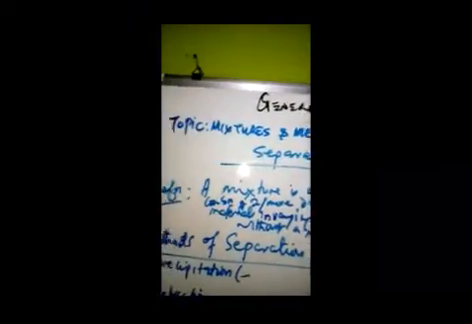We are continuing with the chemistry aspect of General Laboratory Technology, GLT 111, Part 2. And we are going to look at the topic today: mixtures, methods of separation of mixtures, and chemical analysis.